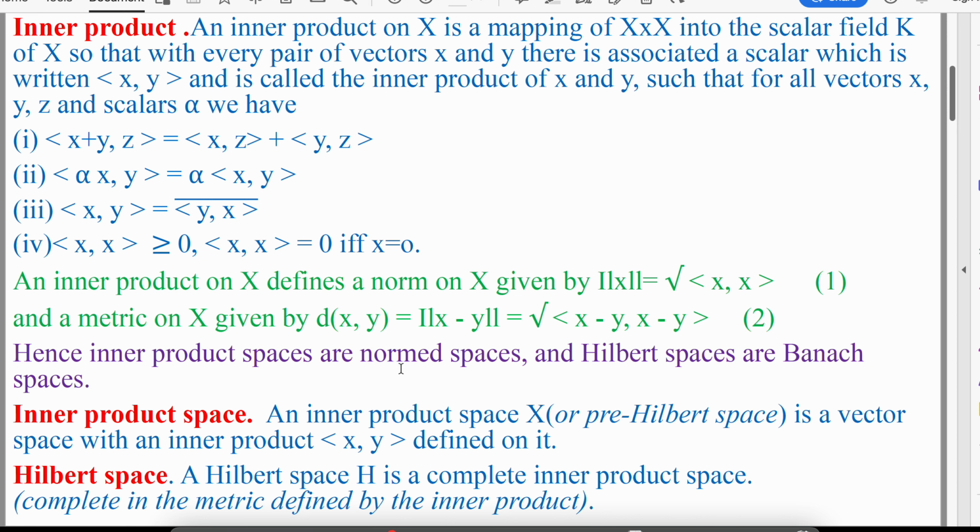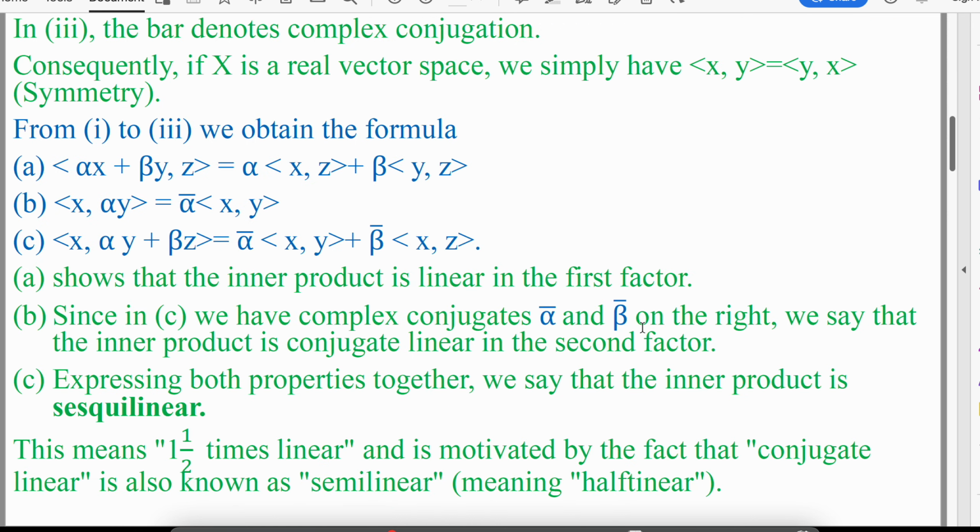So inner product space is a vector space with inner product of X and Y defined on it. It is also called pre-Hilbert space. And Hilbert space is a complete inner product space. It is complete in the metric defined by the inner product, which we have defined like this. Metric on Hilbert space is defined like this: distance between X and Y is equal to square root of inner product of X minus Y with X minus Y.